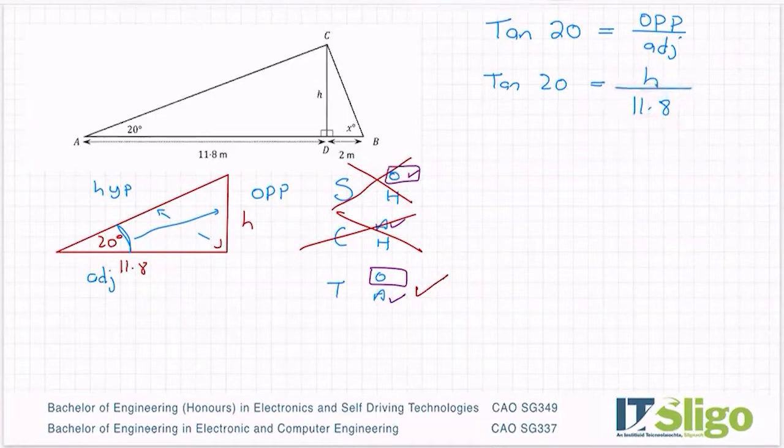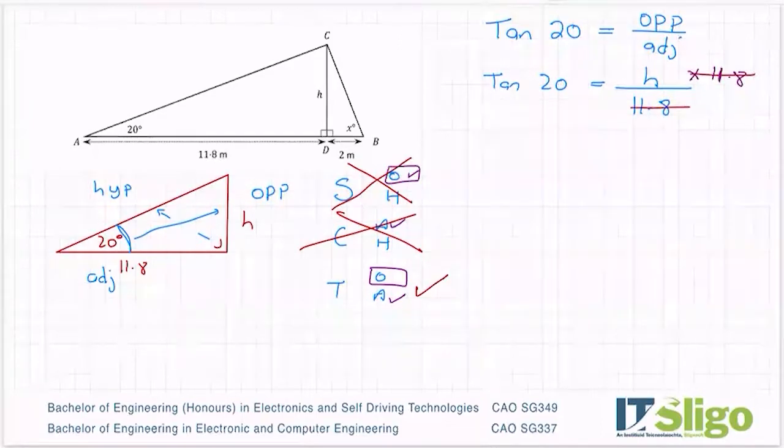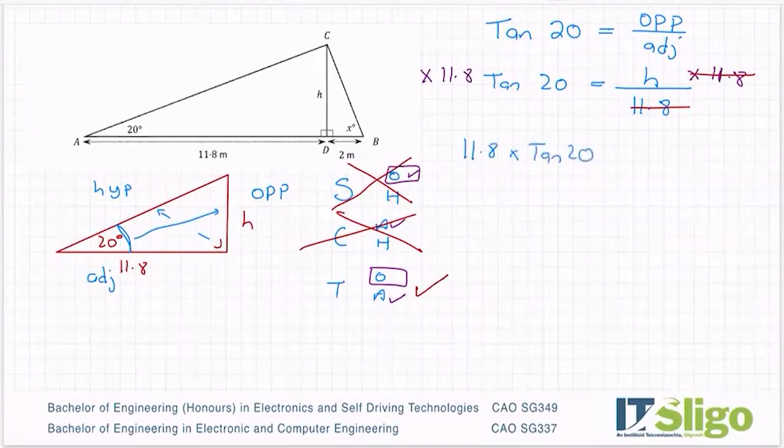So therefore, if you multiply by 11.8, in other words, if it's on the top, what's going to happen is 11.8 on the top and 11.8 on the bottom will cancel. But what I do to one side, I have to do to the other. So therefore, you end up with 11.8 multiplied by tan 20 is equal to H.